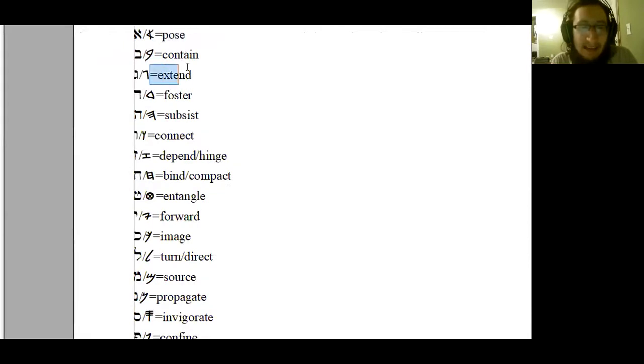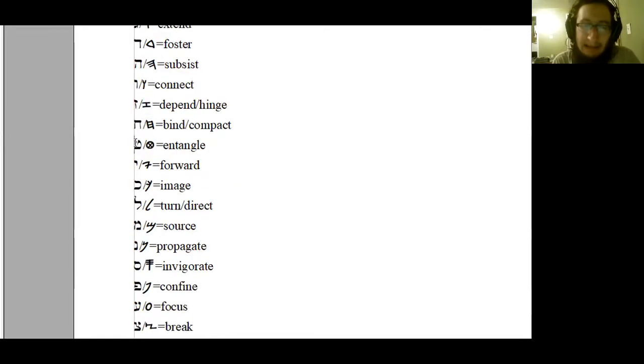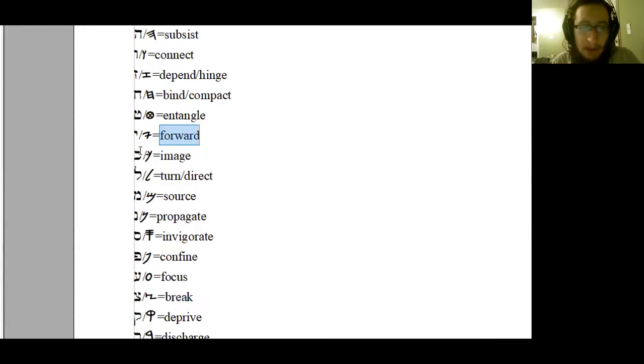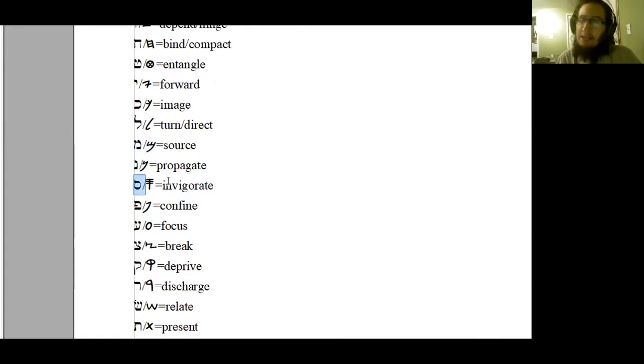So Gimel, I perceive to mean extend. Dalet means to foster. Hey means to subsist. Waw means to connect. Zayin is depending on something or hinging on something. Het means to bind or compact. Tet means to entangle. Yod means forward, so it's forward moving or towards something. Similar to pose, but forward is a very specific direction. Kaf, I have as image. Lamed, turn or direct. Mem is source. Nun, propagate. Samek, invigorate. Pei, confine. Ayin, focus.